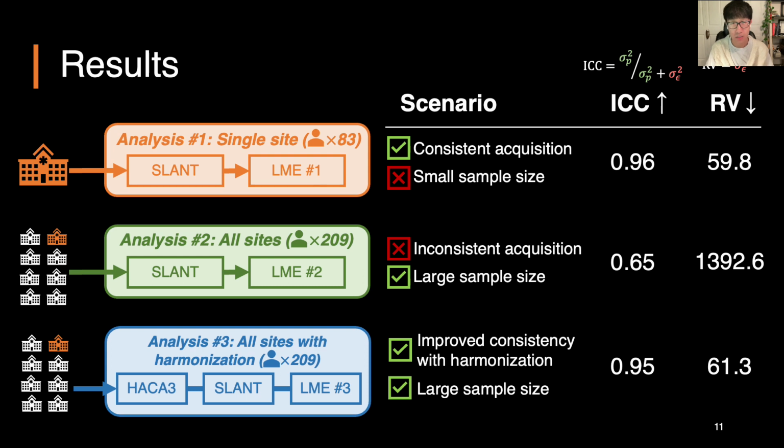So what about RV, the residual variance controlling how noisy our observations are? We see a similar trend. For the best real-world scenario, analysis number 1, we see an RV close to 60. But in the second analysis, when we include all the data but without doing any harmonization, we see a much worse RV. And in the third analysis, we have an improved RV, and this improved RV is almost identical to the best real-world scenario.